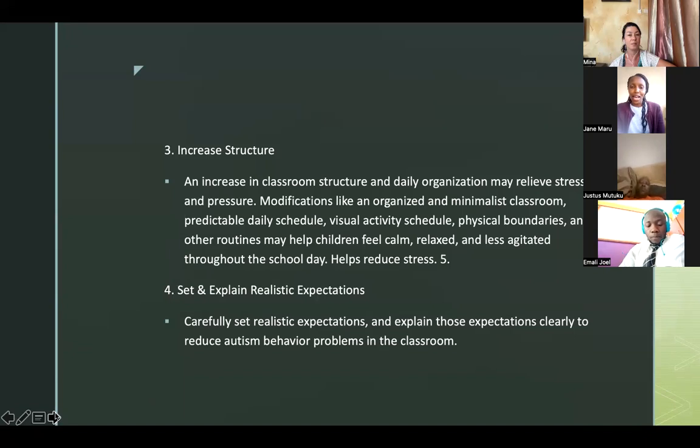Number 4, we have set and explain realistic expectations. So whenever you give them a task, it was always important to say, "I expect you to do this and this." And of course, it had to be within something that they know. So for example, that time he was learning how to write. Say, for example, you're supposed to write number 1 up to number 20. So you would tell Justin, "I need you to sit down and I want you to write number 1 up to number 10." So you see that he knows how to do it. So he would sit down and do that.